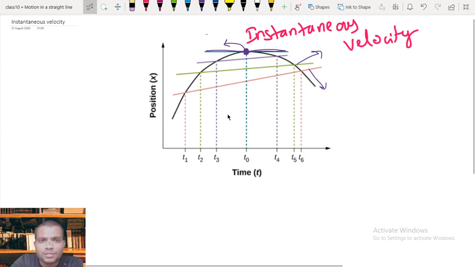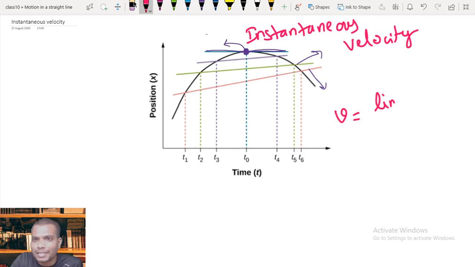To find the instantaneous velocity, we represent it as lowercase v equal to the limit as delta t tends to 0. Here delta t means the difference between the 2 points, but at this location the difference goes to 0. And here we need to divide delta x upon delta t.